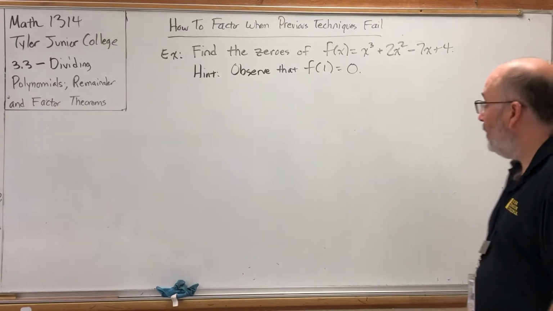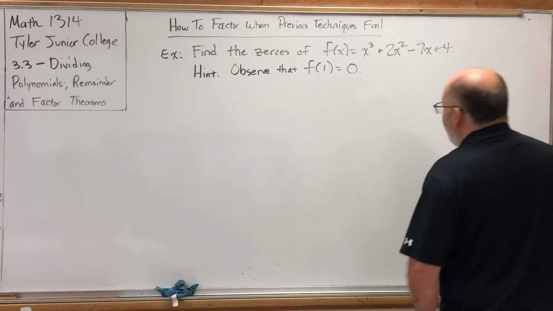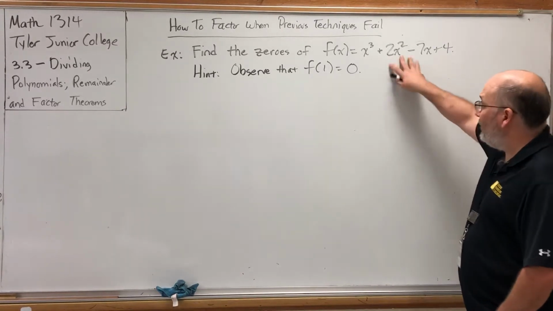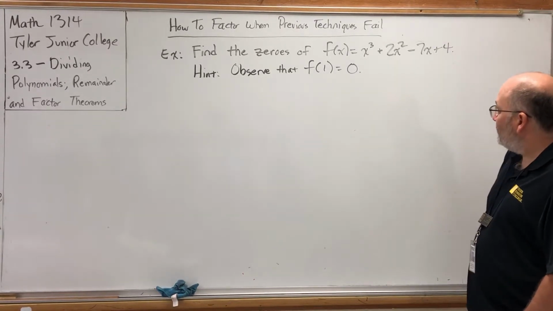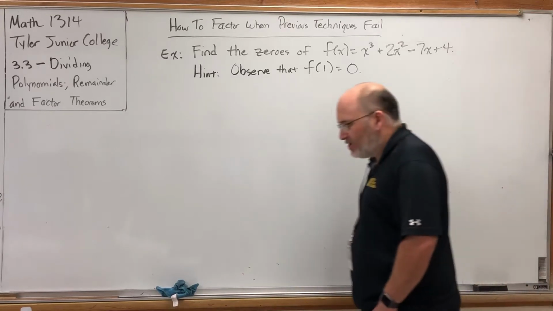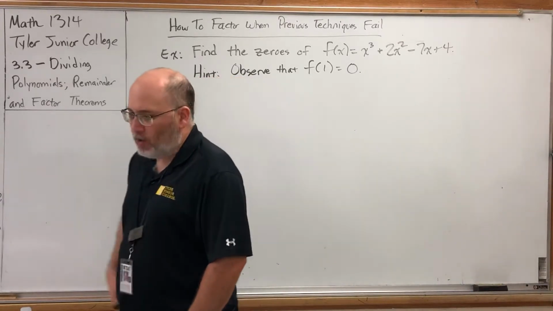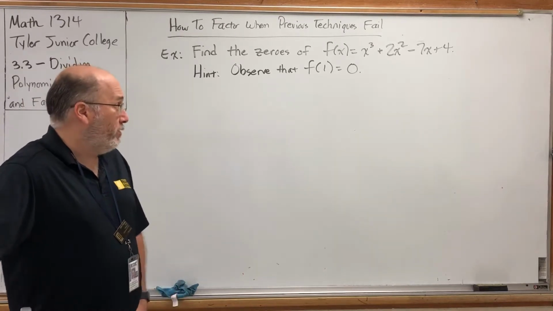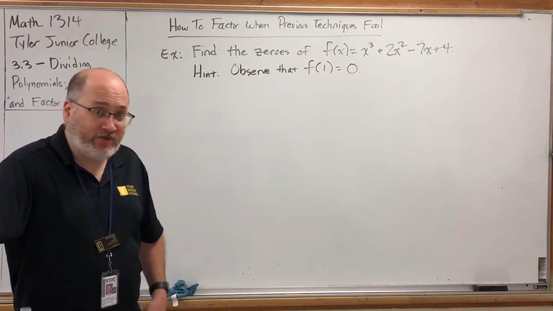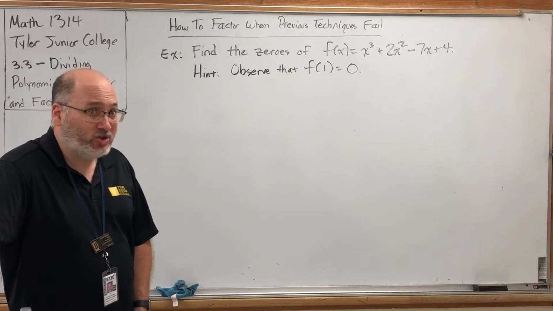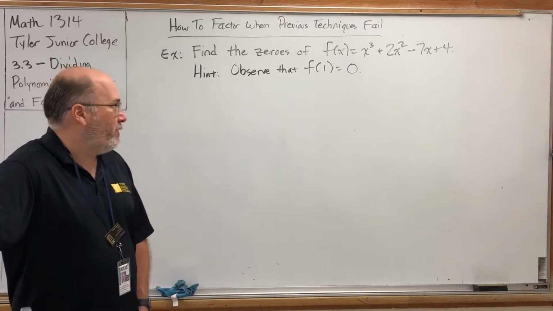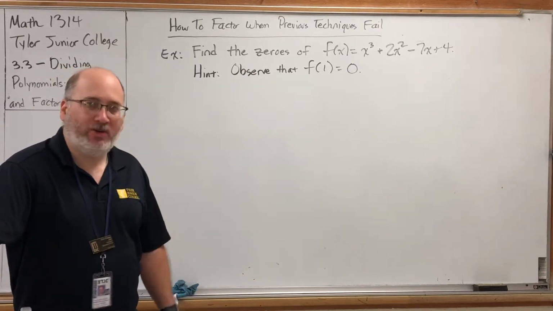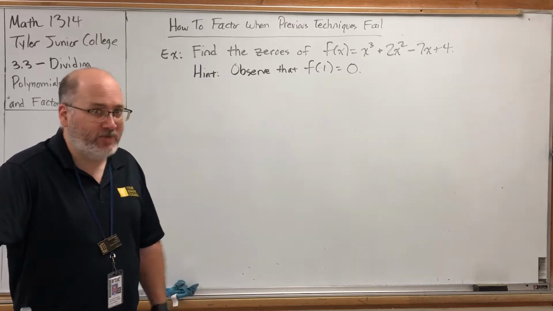The example was, let's say we want to find the zeros of this function, f of x equals x to the third power plus 2x to the second power minus 7x plus 4. Now, why would we want to do this? Well, one reason is perhaps we're sketching the graph of this function and we're locating its x-intercepts. Remember, the x-intercepts are the values that make the function equal to 0, which is the definition of the zeros of the function.